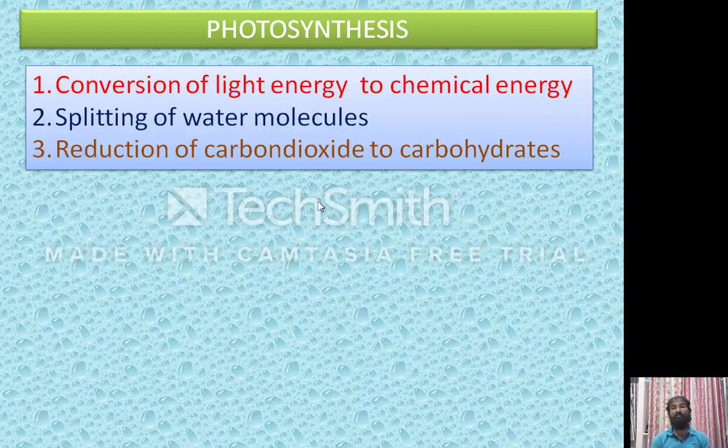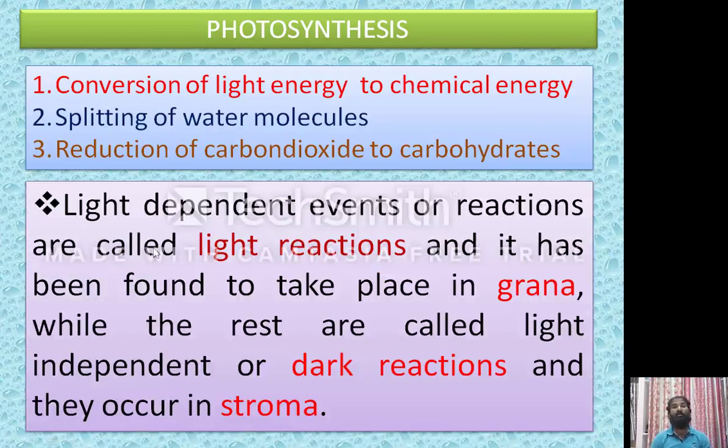These three steps are very important in the photosynthesis process. That's why photosynthesis is mainly divided into two phases. The first two steps are considered the light dependent event. I already told you about the light energy conversion into chemical energy and the splitting of water molecule. These two phenomena take place in the presence of light, so that's why the event is called the light dependent event, or the light reaction.